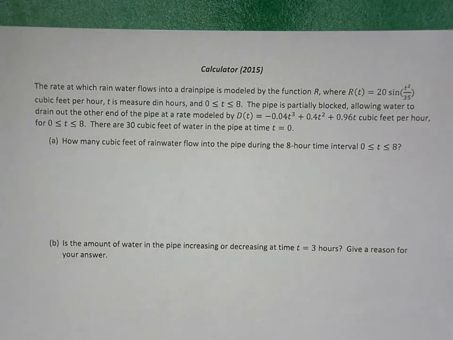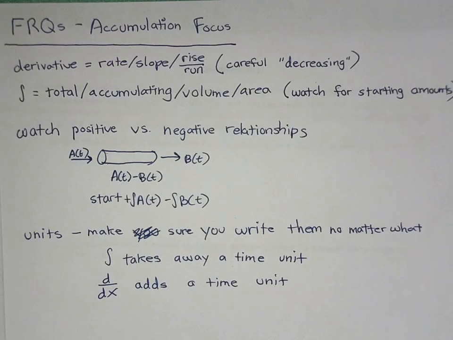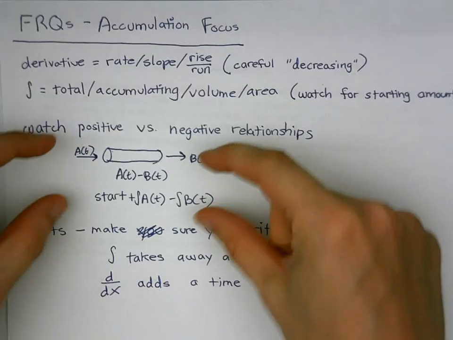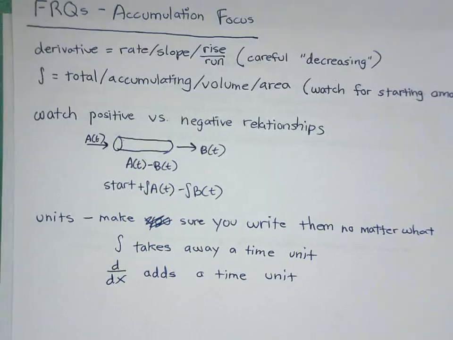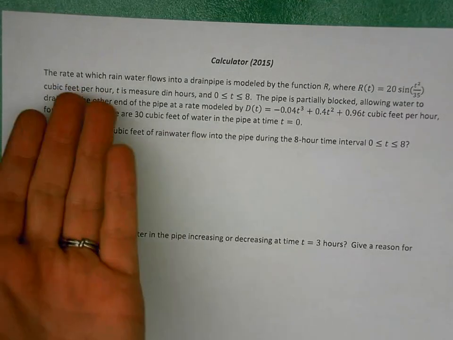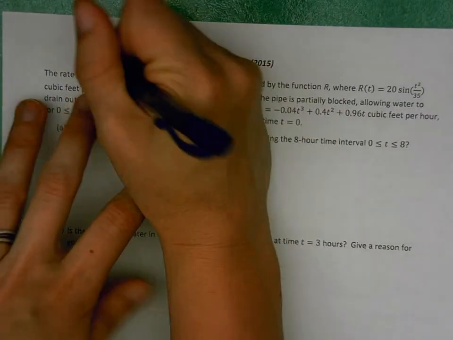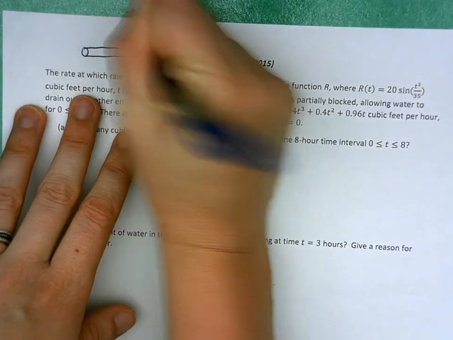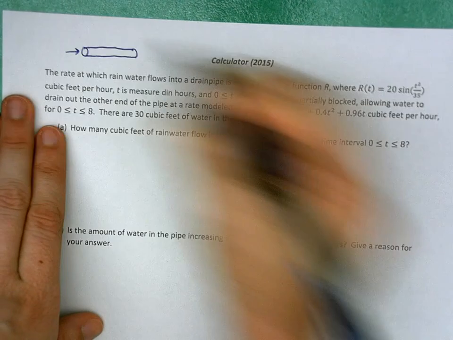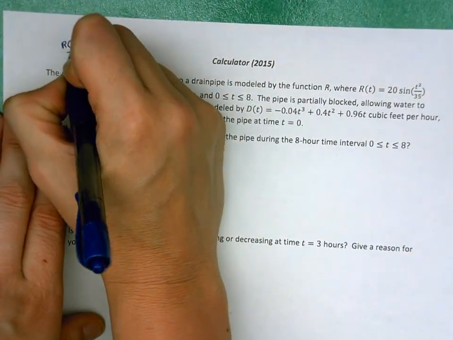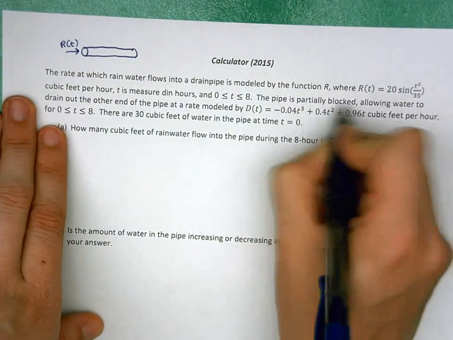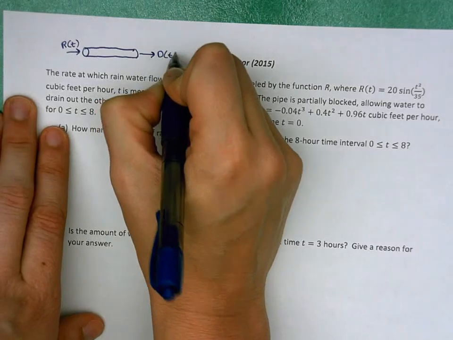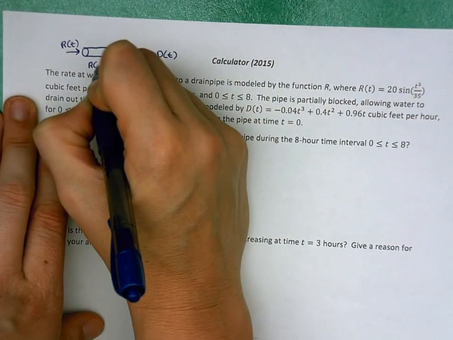And so like I said at the beginning of 2014, when I look at these types of problems, I'm looking specifically for these kinds of relationships. It's actually handy that I drew this one as a pipe because we are talking about a drain pipe here. So I'm actually going to draw a very similar picture. Flowing into our pipe, we've got our R of T. Flowing out of our pipe, allowing water to drain out the other end, is D of T. That means inside of my pipe is R of T minus D of T.